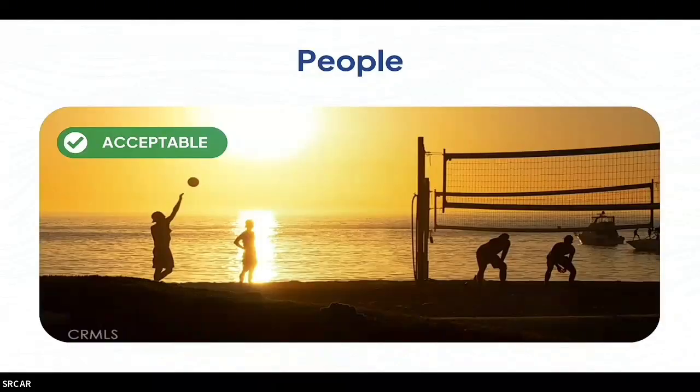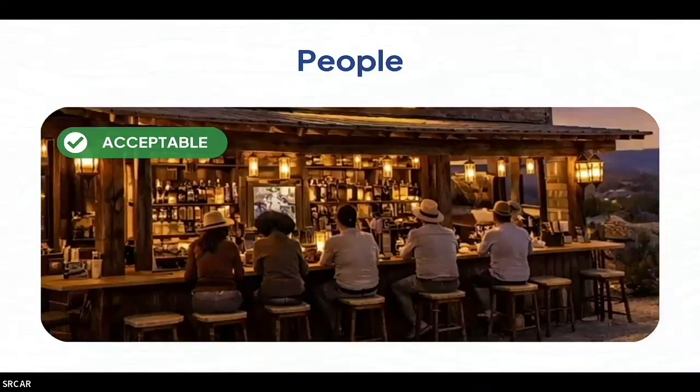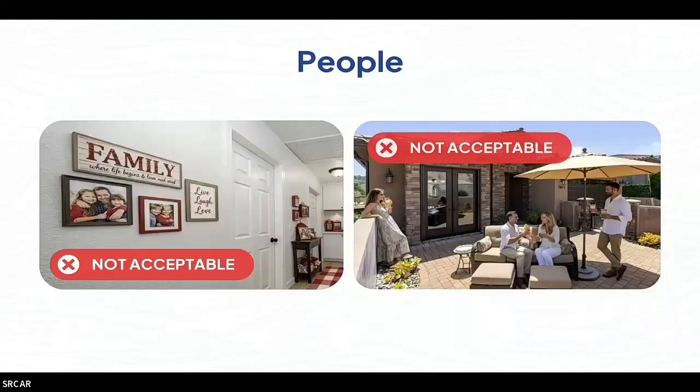So here's an example of people. This would be an acceptable photo because none of these people would be able to be identified. This also would be acceptable because there are really no faces showing here. No one would be able to recognize them. These would not be acceptable. Now, the one on the right, obviously, those people are way too close to the camera. If someone knew who they were, they could easily identify them. The example on the left has two issues. Number one, the faces are clearly identifiable. Number two, there are children in those photos.